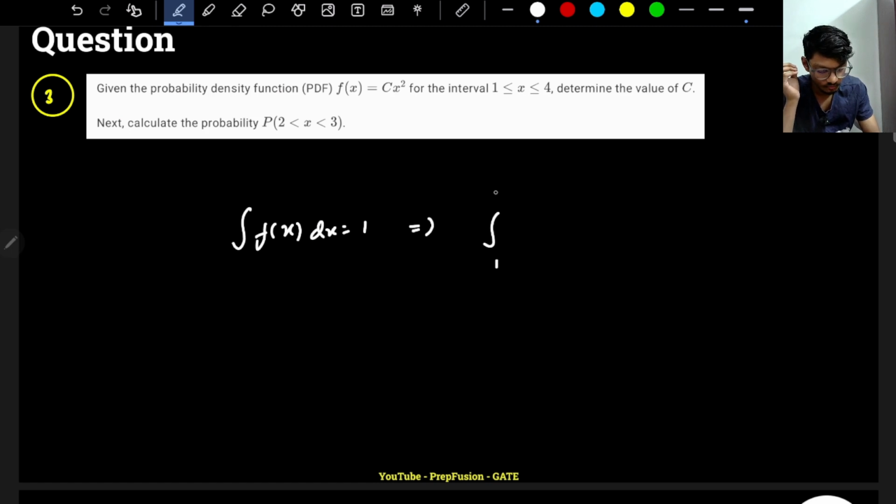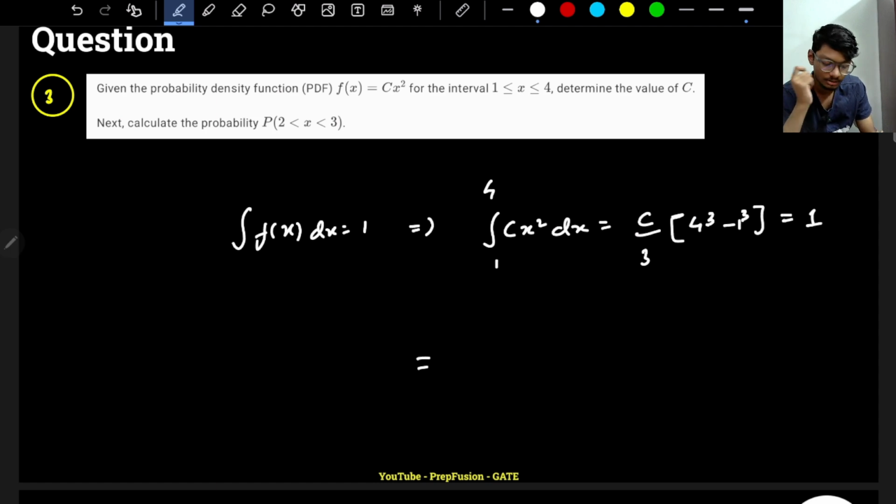So this will be the integral from 1 to 4 of f(x) dx. f(x) is cx square dx. This will be c by 3 times 4 cube minus 1 cube, and this should be equal to 1. So from here I will get my c value as 3 by 63. This will be the value of c.